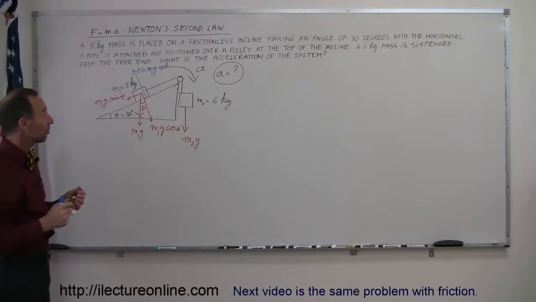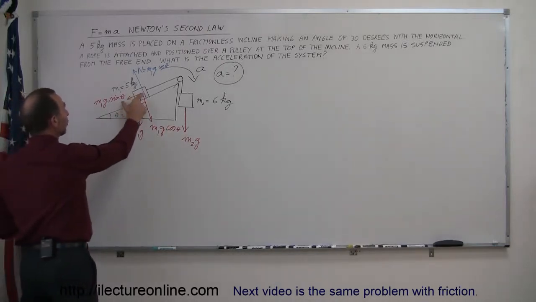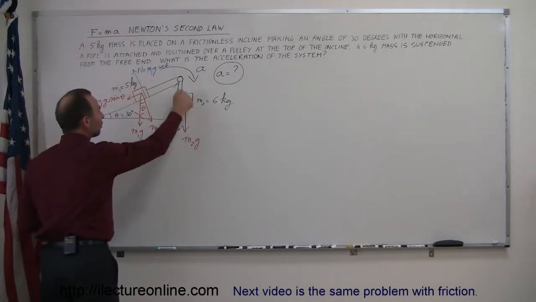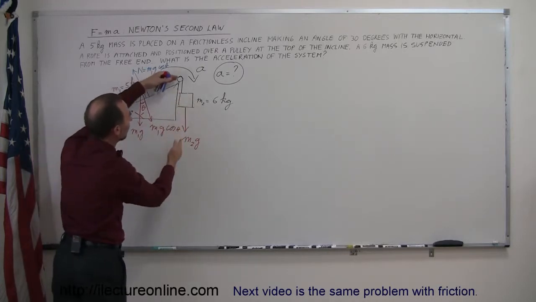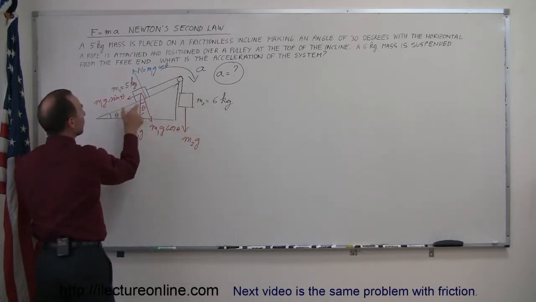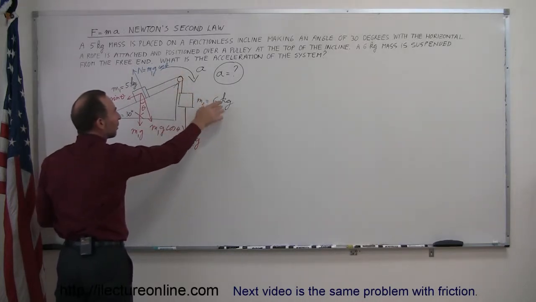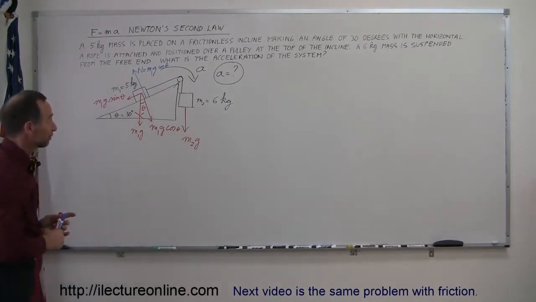And then the only forces left that act on this whole system is this force, m1g sine theta, pulling this down, and m2g pulling this down. Now, if this force is bigger than this, the whole system will accelerate this way. If this force is bigger than this, then the whole system will accelerate this way. The fact that this is a bigger mass, I would assume that it's going to accelerate in that direction.